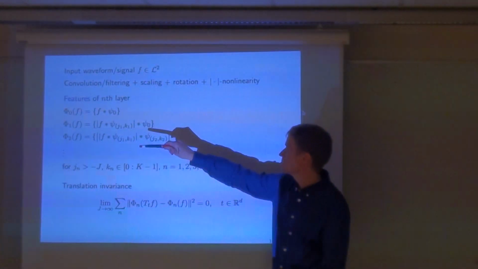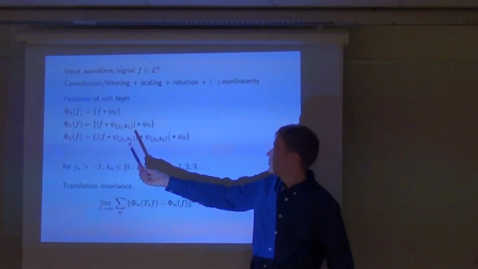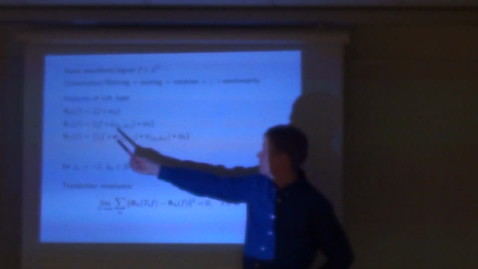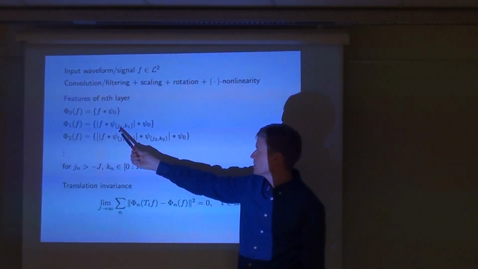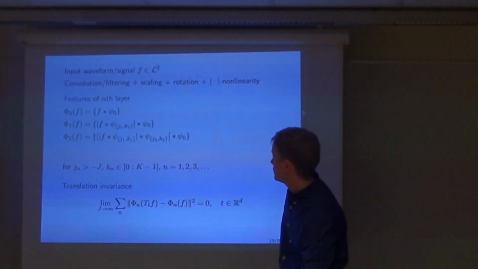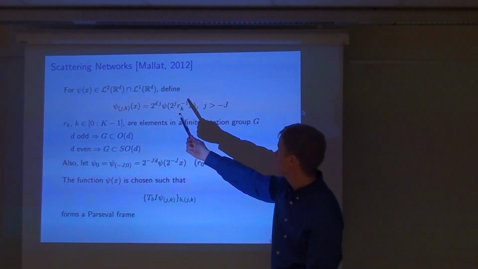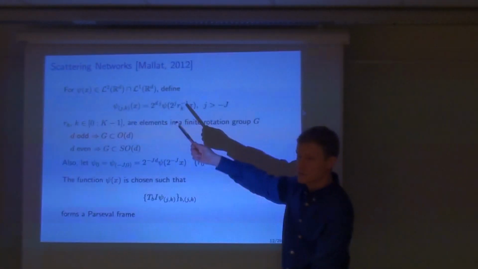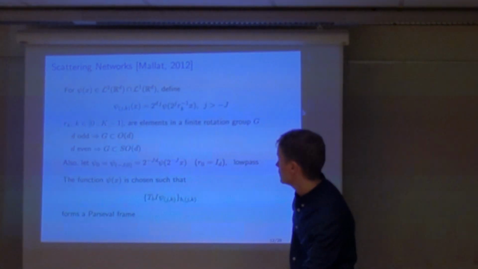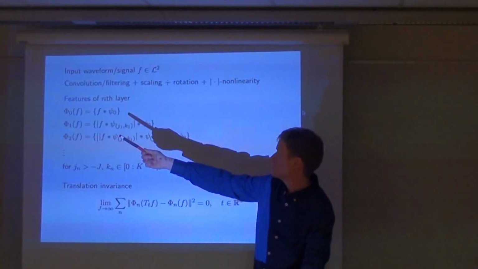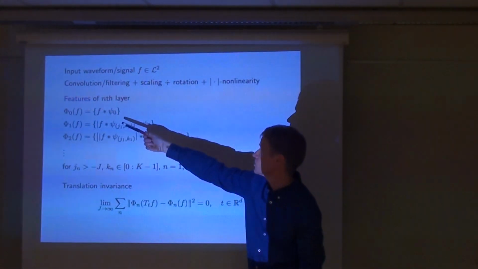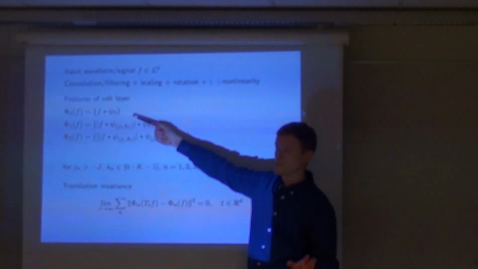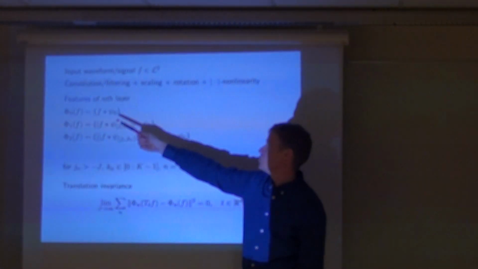So that's the first layer. The second layer is that you take now psi 1, and psi 1 is the collection of these guys over both j and k. Psi 0, then you didn't rotate, but you still scaled. Yeah, so this is a set. It's over all j and k. Psi 1.